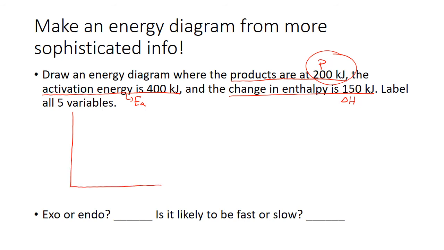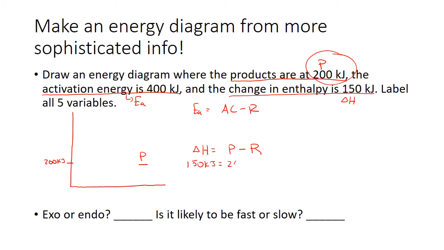So if I start trying to draw it, all right, I can say, well, put 200 about here. I can put the products there, but I can't immediately place any of my other points. Okay? So that's where those two equations come in handy. All right, activation energy is AC minus R. That doesn't seem helpful at the moment because I don't know either of those. So this is not a useful equation yet. And we have delta H is P minus R.